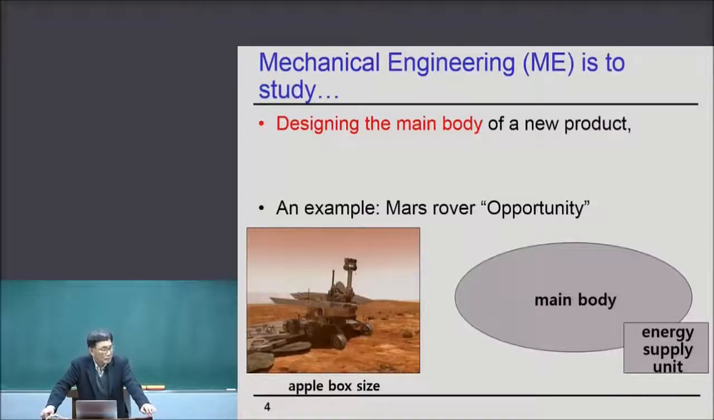So the automobile is a product, and its main body is the four wheels and the engine, and the engine drives the four wheels, which defines the dynamic motion of the automobile. That is the main body, all right? So if you try to develop a new product, the first process is that you design the main body.